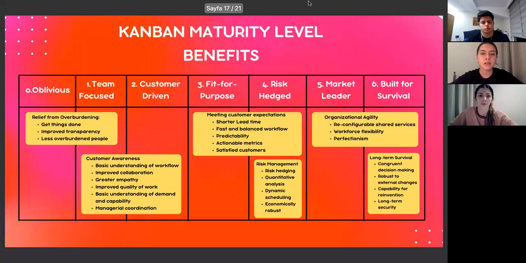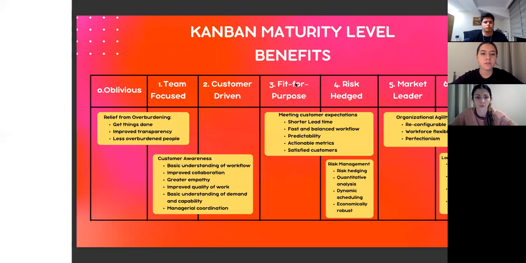Let's move on to our Kanban maturity level benefits. In the Oblivious part, a common benefit for the Oblivious and team-focused levels is relief from overburdening. Thanks to this, workers have the advantage of getting things done, improved transparency, and less overburdened people. Let's move on to team-focused and customer-driven, which have similar benefits such as customer awareness. It will give a basic understanding of workflow, demand and capability, improved collaboration and quality of work, greater empathy, and managerial coordination.